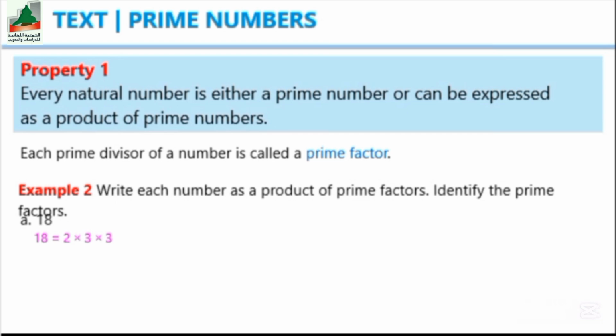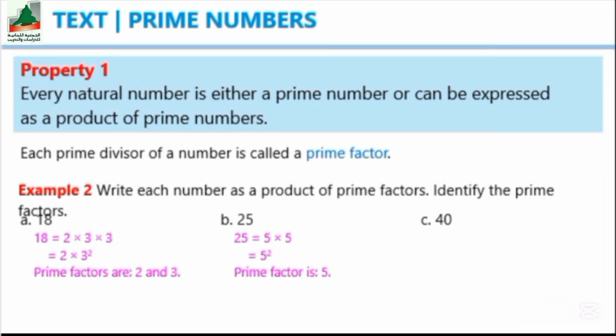We have the number 18. 18 can be expressed as 2 times 3 times 3. So 18 can be written as 2 times 3 squared. So the prime factors of 18 are 2 and 3. Another example, 25. 25 can be written as 5 times 5, so 5 squared. So the prime factor is 5.